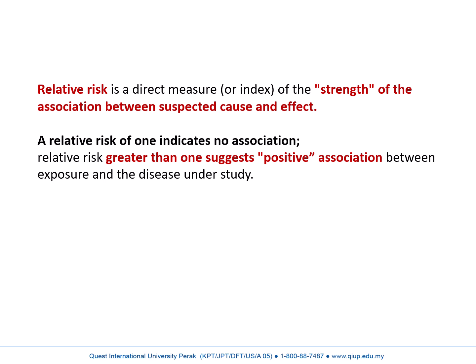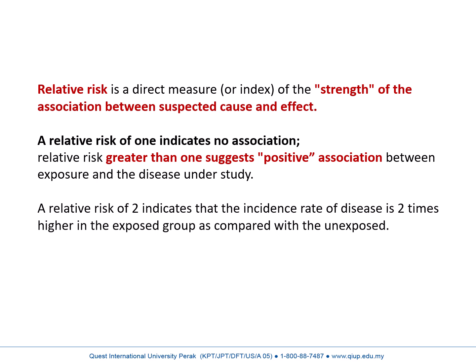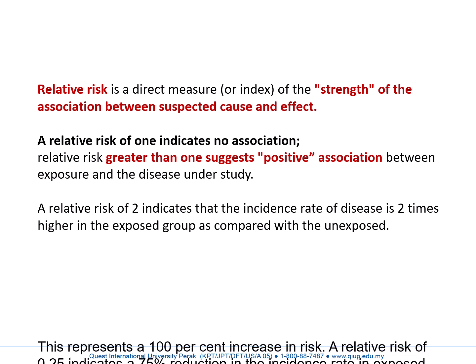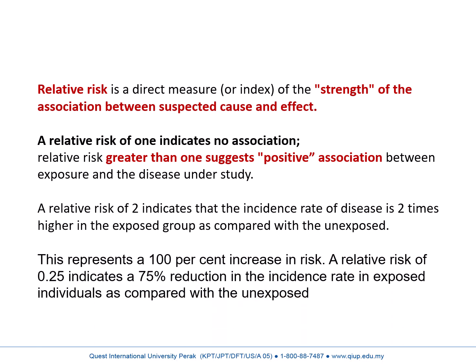Relative risk greater than 1 suggests that there is a positive association between exposure and the disease under study. A relative risk of 2 indicates that the incidence rate of disease is 2 times higher in the exposed group as compared to the unexposed group. This represents a 100% increase in risk.